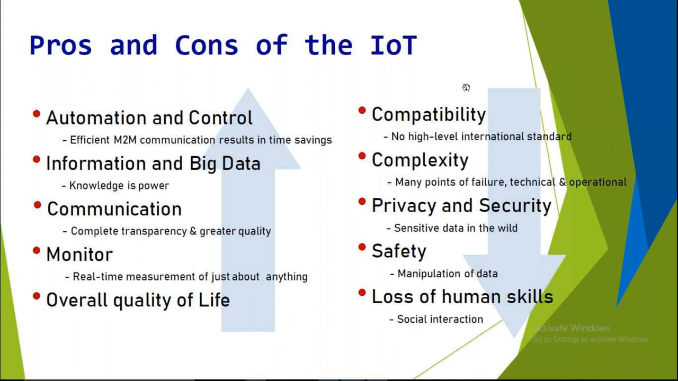Maybe some disadvantages, or rather the challenges actually. Not disadvantages, one has to look at the challenges and overcome them. So far, international standards are coming, but there are no high-level international standards for compatibility of various devices. Standards are always required and will help us maintain high compatibility. Then, because there are so many devices, 50 billion devices, we can understand the complexity. Just as our power system is a complex system, IoT is also a complex system.